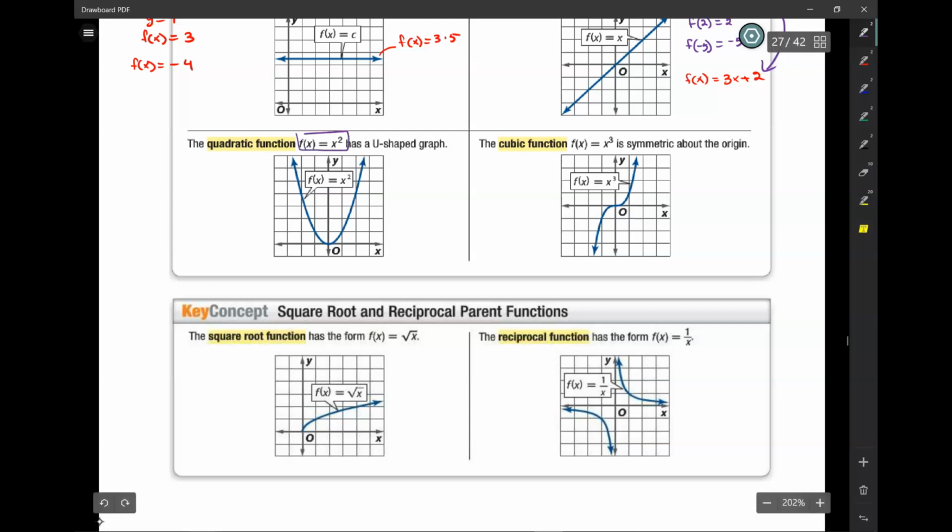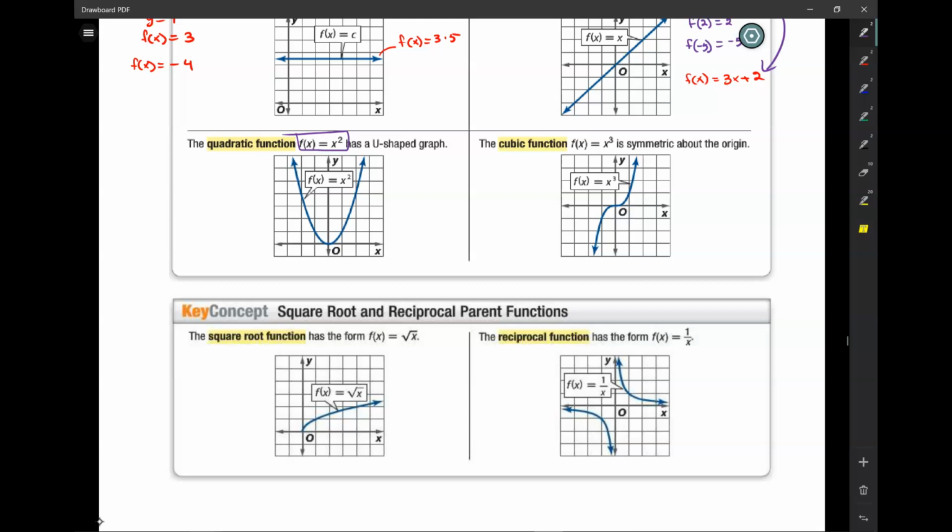Okay, next let's move on to a quadratic function. A quadratic function looks like this, right? Where the x value is squared, right? So what does this function do? If you give it a value of x, what does it do to that value that you just gave it? It squares it.